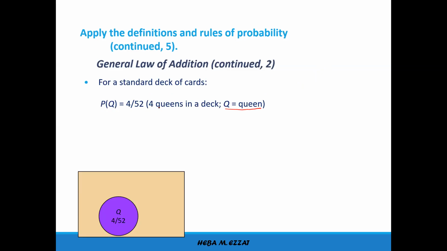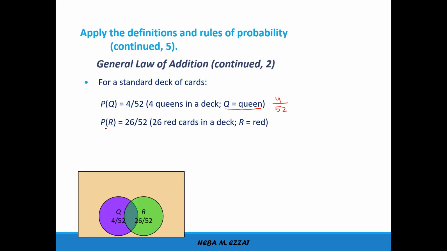So the deck contains four queens, and we have the total number of the whole deck, the total outcomes. As we've said, we usually divide by this total number, which is 52, and the possible outcomes of queen are only 4 cards. This is why the probability of getting a queen equals 4 divided by 52.